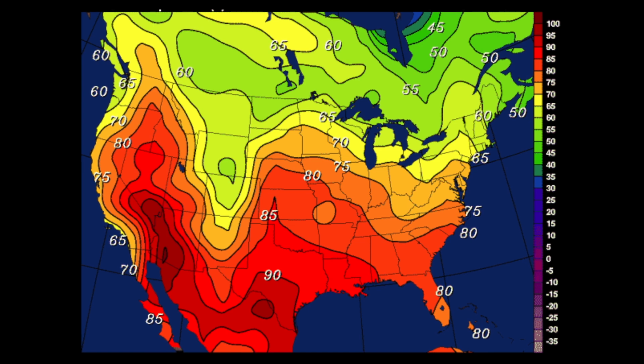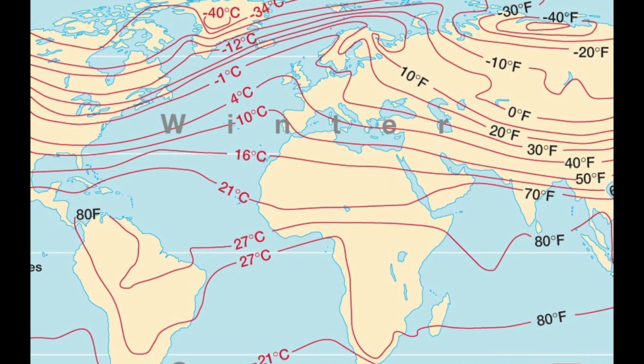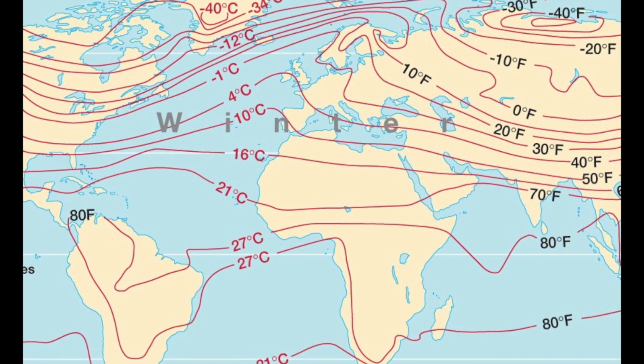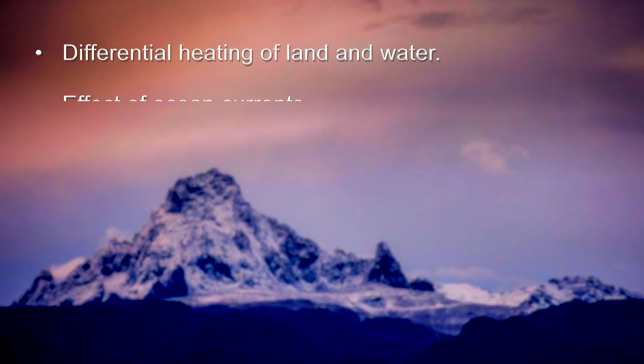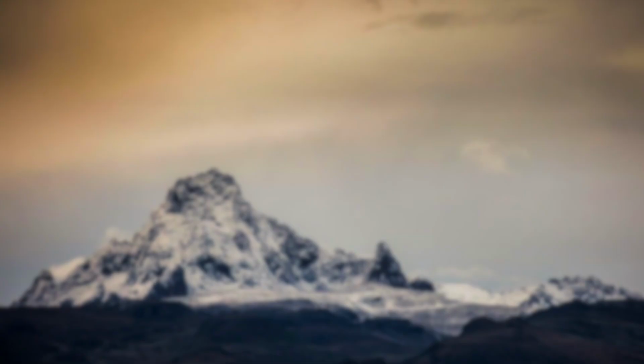The isotherms over certain parts of the globe are closely spaced. This is clear proof of the wide variation in the temperature gradient in various parts of the world. Besides, the isotherms showing the distribution of temperature develop a number of bends and deformities in shape. Following are the additional factors that also affect the distribution of temperature on the Earth's surface. Firstly, differential heating of land and water. Next, effects of ocean currents. Thirdly, mountain barriers. Fourthly, topographic relief.